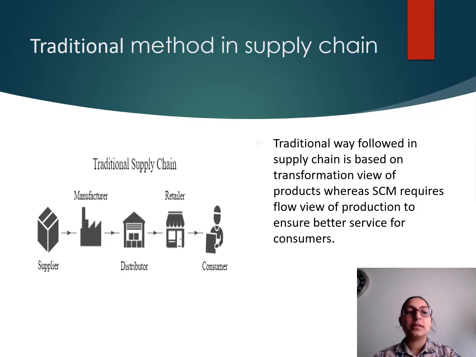Thank you, Gurkaran. The traditional supply chain process involves taking raw materials and making a physical product that is then transferred to a consumer. Several steps, as shown in this picture, were involved in this method, like gathering raw materials, acquiring materials, manufacturing, distributing, and selling to the end user. The traditional way followed in supply chain is based on a transformational view of products, whereas supply chain management requires a flow view of production to ensure better service for consumers.